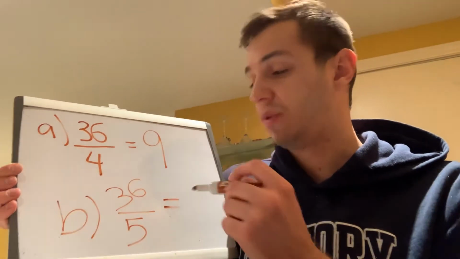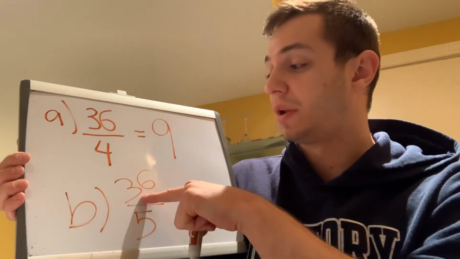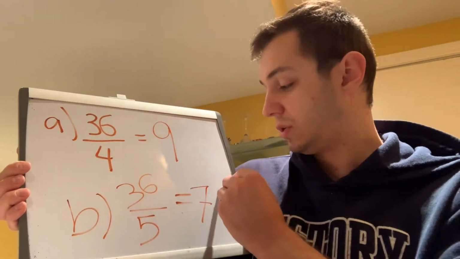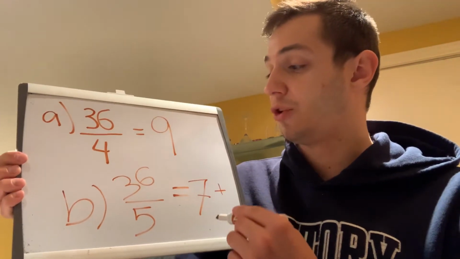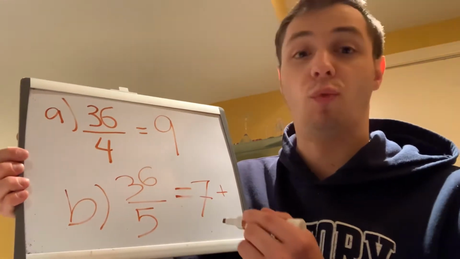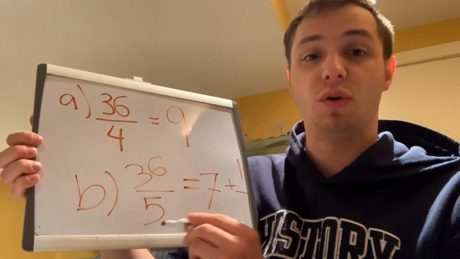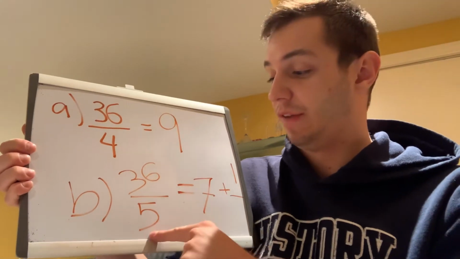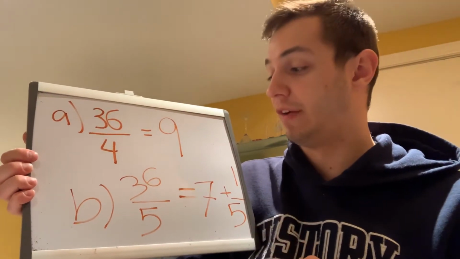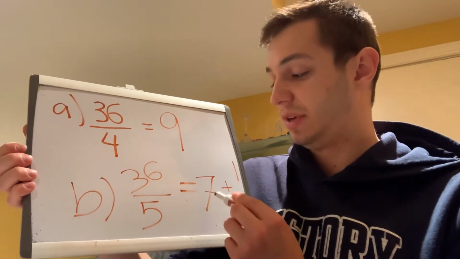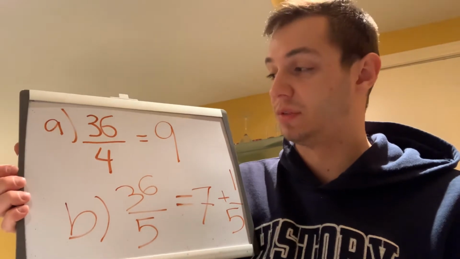So if we skip counted by 5s, we get to 35, but that's one less than 36. So I'm going to have to add a fraction. To get from 35 to 36, I have to add 1. But since this is a fraction, it's going to have to be over the same bottom number. If this is over 5, in my answer, it's also going to have to be over 5. So my answer is going to be 7 plus 1 over 5, or 7 plus 1/5.